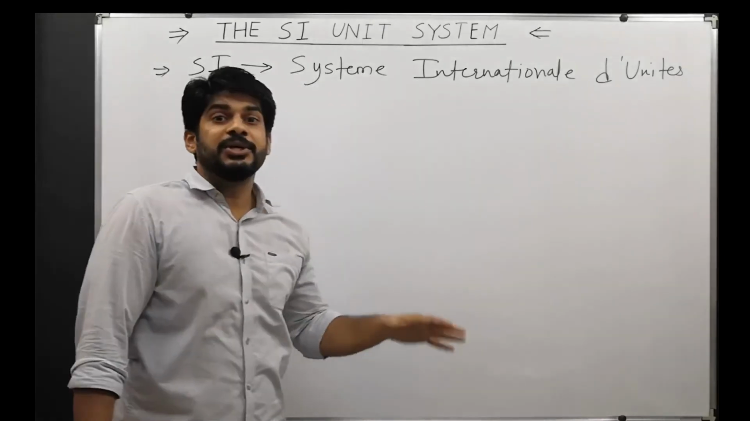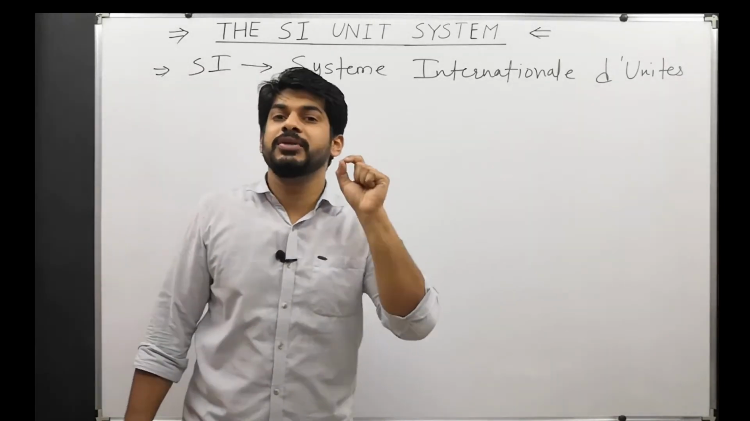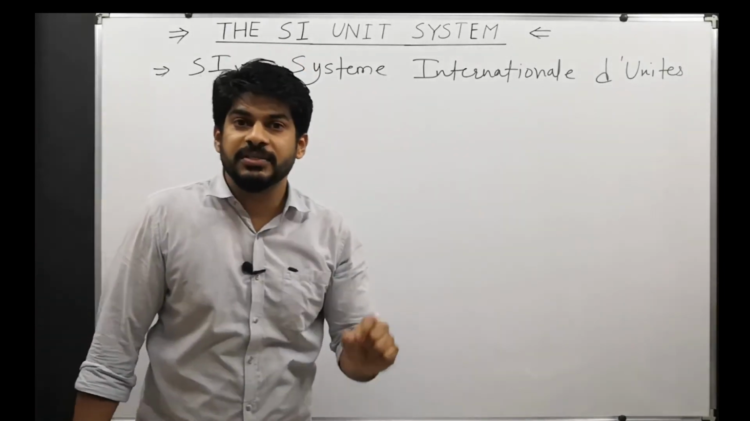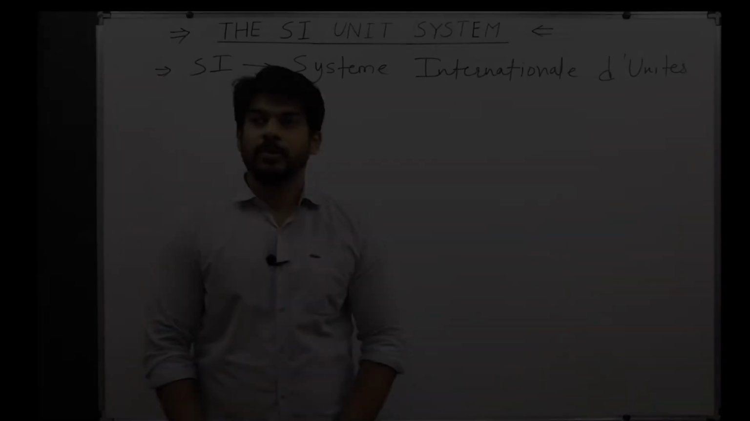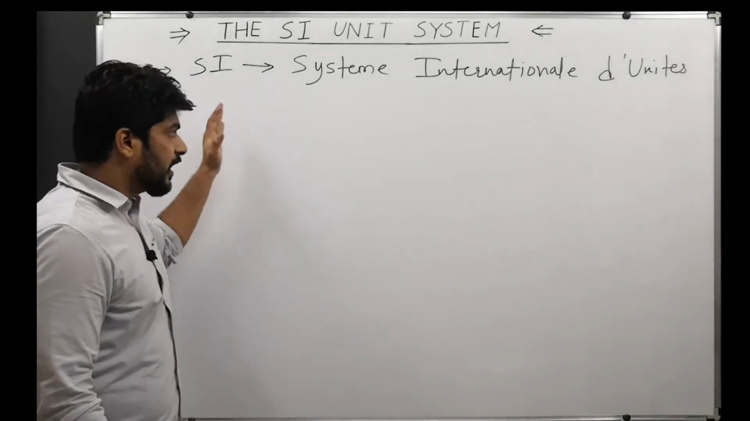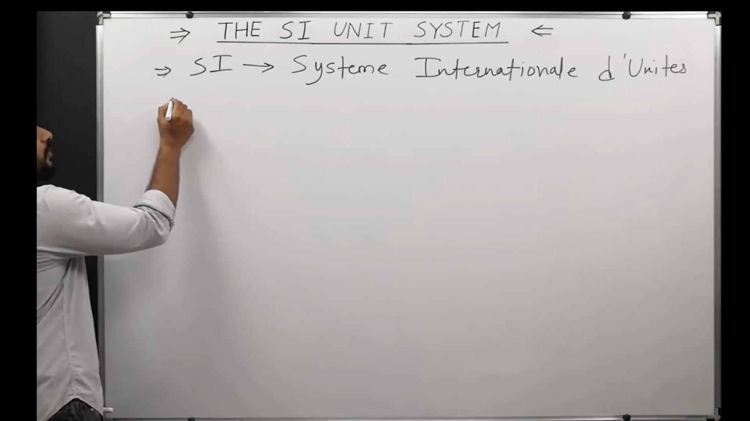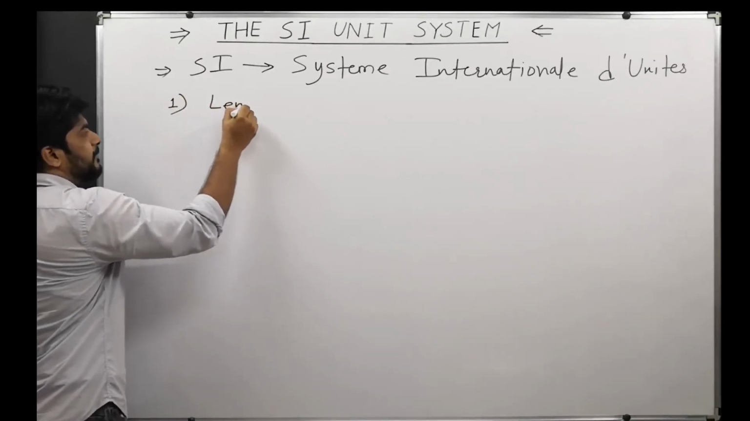Okay, so this is the internationally accepted system of units. Every country uses the same. So now we will see what are those quantities that are given in this system of units. These 7 fundamental physical quantities are as follows. I will write here for you. So the first physical quantity would be nothing but the length.